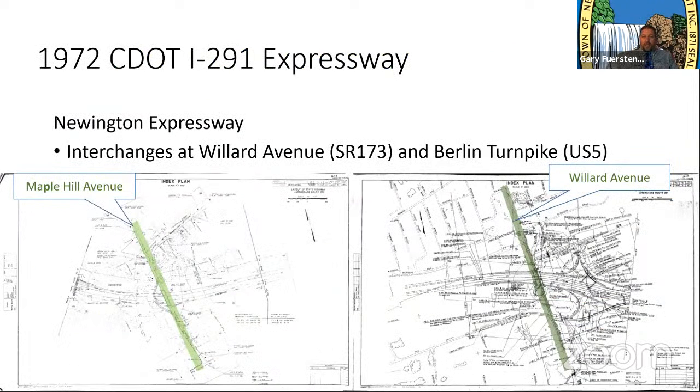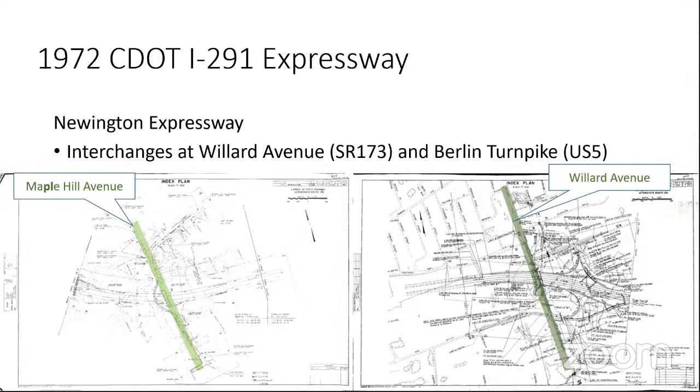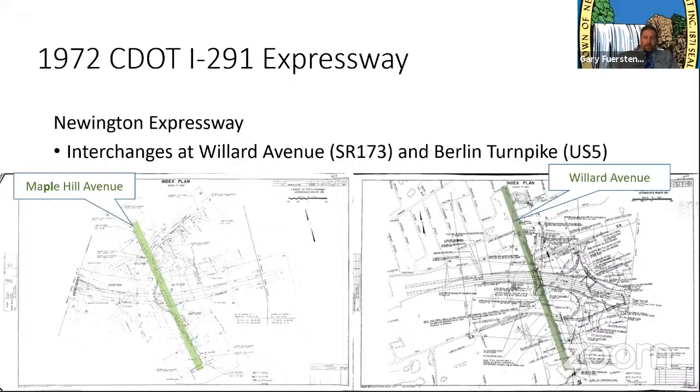Here are detailed development plans of the expressway system. Here's Willard Avenue, I'm sorry, Maple Hill Avenue, where the expressway crosses. Here are more detailed design plans for the expressway where it crosses Willard Avenue. The DOT had also planned on an interchange at the Berlin Turnpike as well as Willard Avenue for accessing it. It would be a limited access expressway. Next slide.